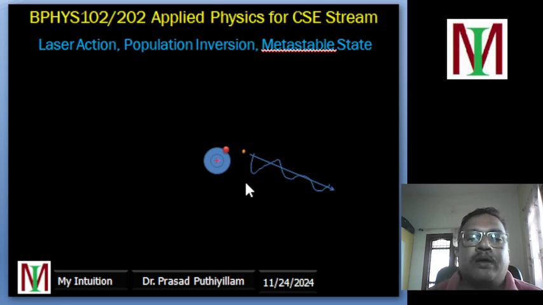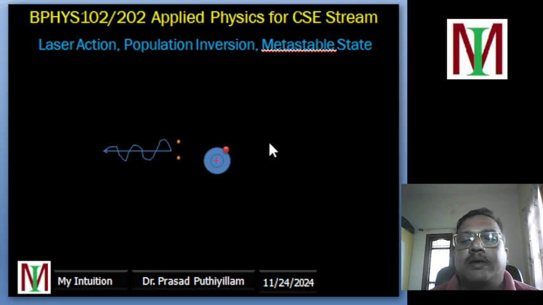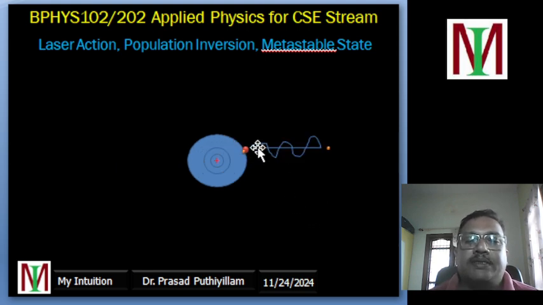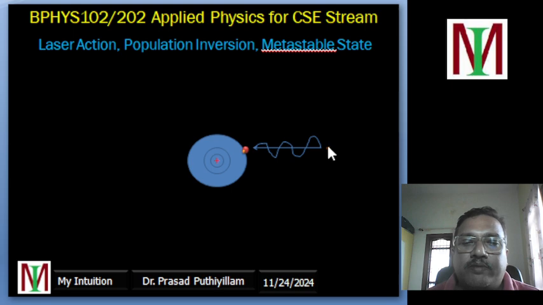Suppose the electron is already in the excited state with that one photon. If another photon comes and hits that electron, what happens? The electron will go back to the ground state from the excited state, and a photon will also be released. The released photon has equivalent energy to that of the photon which is coming, traveling in this particular direction, with this particular wave nature.